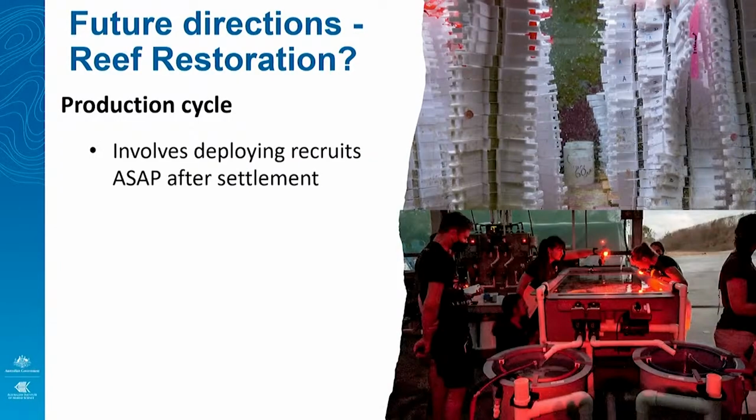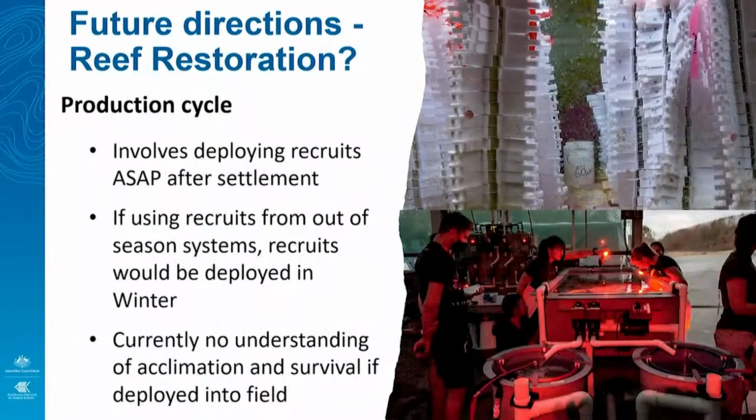And lastly, the production cycle keeping up. This would involve deploying recruits as soon as possible after settlement, which is what RAP are doing currently. Obviously, if we're using recruits from this system, we're going to be deploying them in winter, and we don't quite yet have an understanding of what the impacts on acclimation and survival and growth would be of deploying corals from a summer temperature profile into the ambient winter.